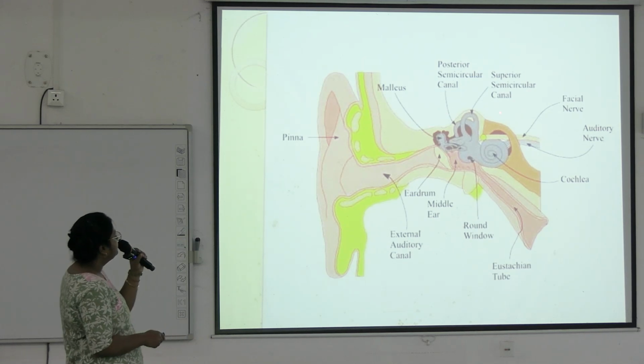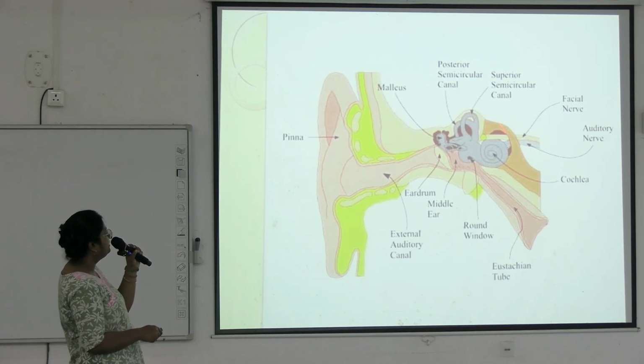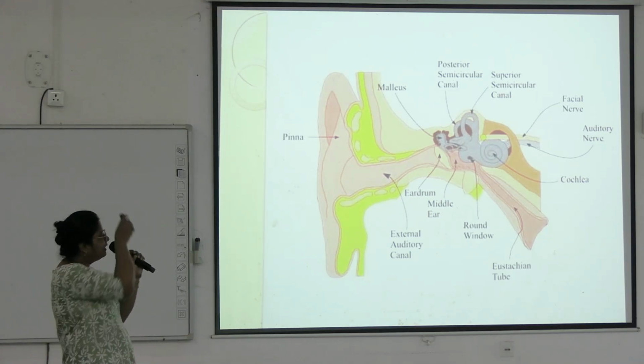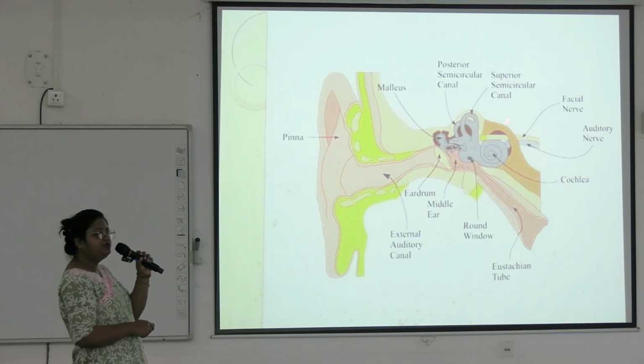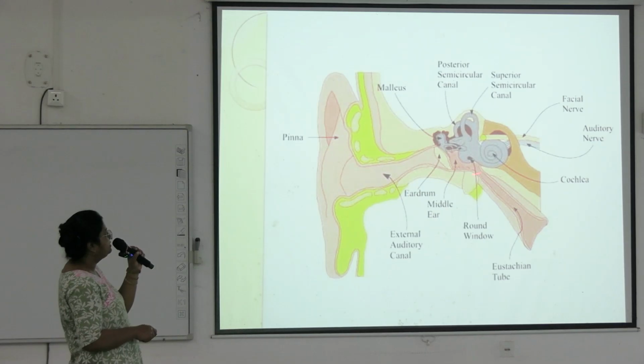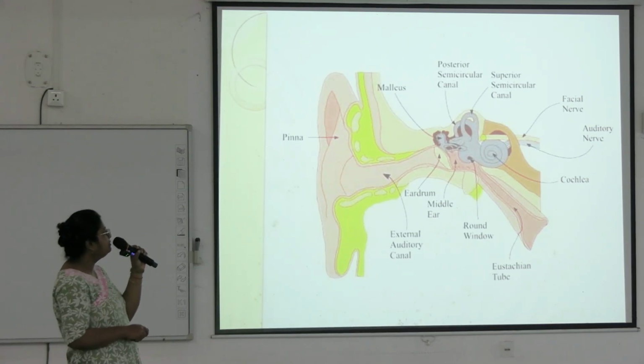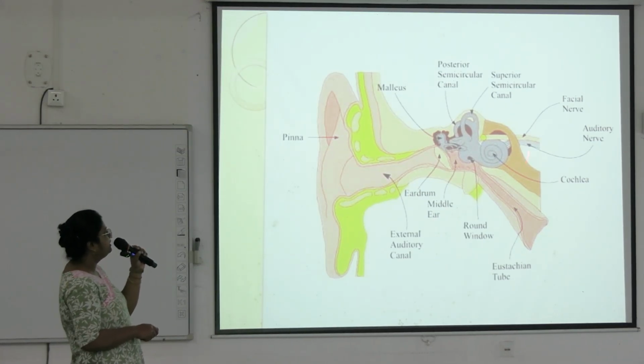See here, this is the internal ear. These are the semicircular canals. Three semicircular canals are there. They are lying posteriorly. The middle part is the vestibule, and this is the cochlea. The cochlea is lying anteriorly, and it is connected via this auditory nerve to the brain.